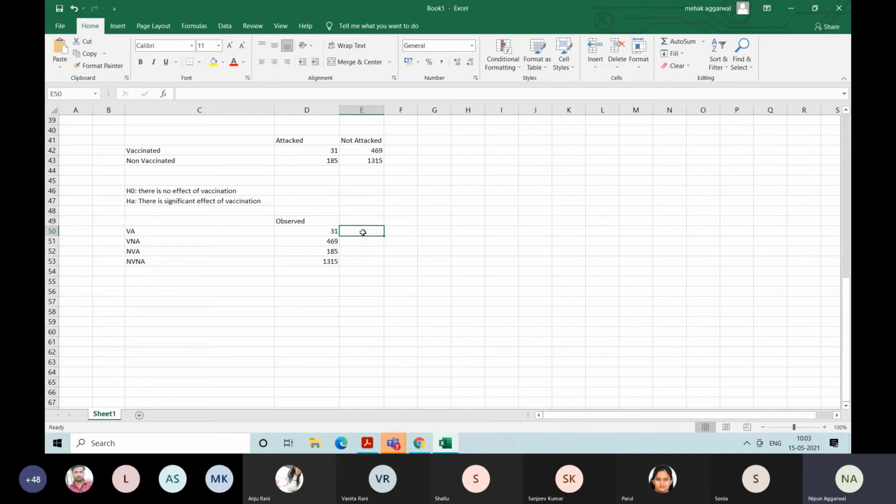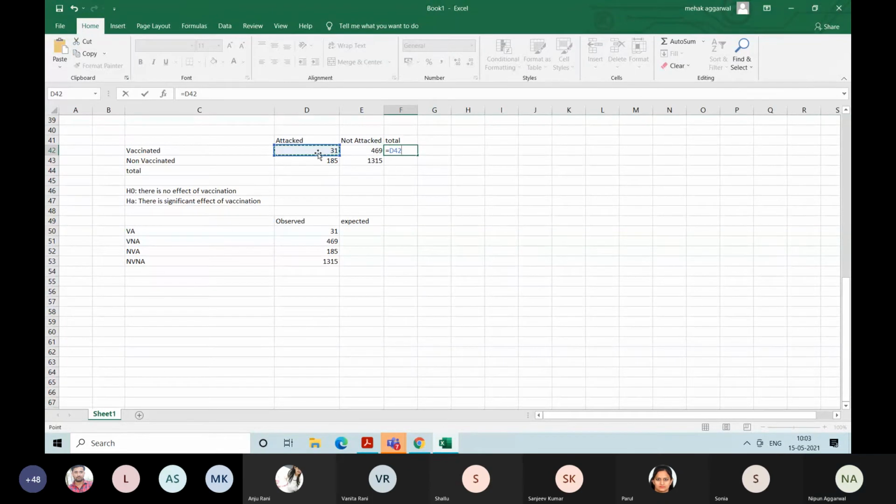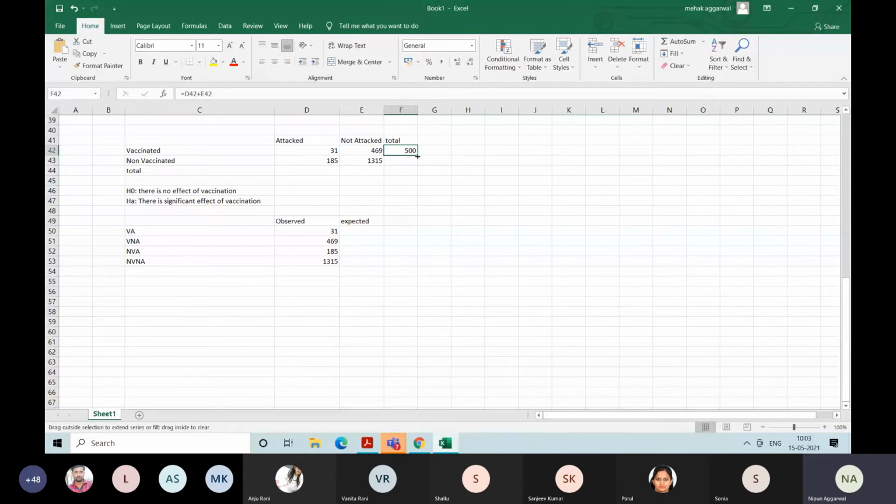Now the next is the expected frequency. How to find the expected frequency? First we have to take the totals, on both sides, for the rows and for the columns. This row total is this plus this, which is 500, already given in the question, and this one is 1500.